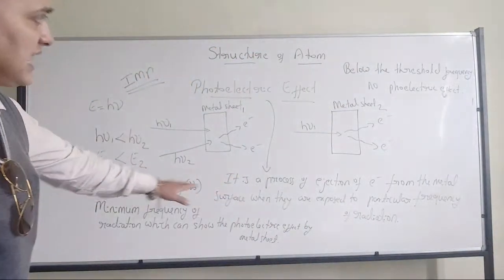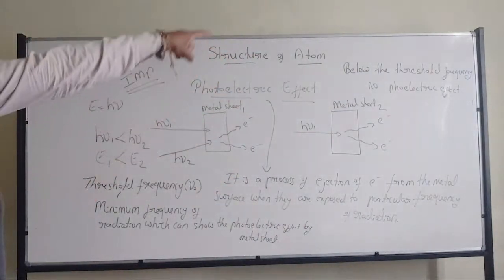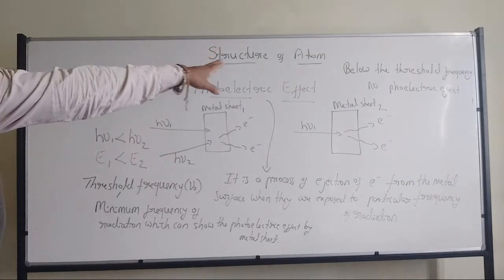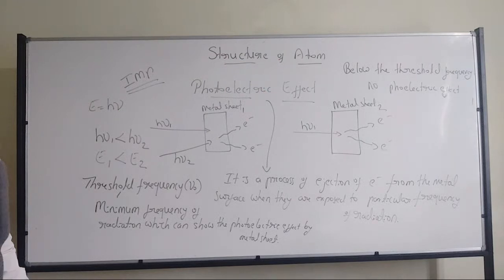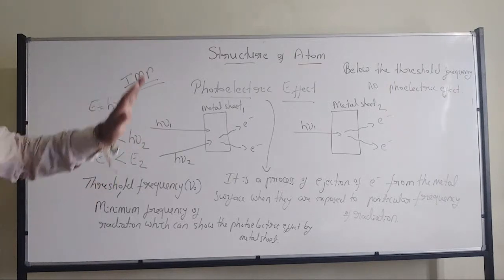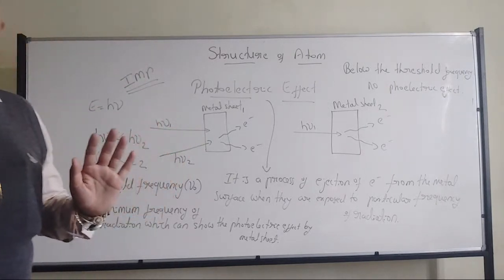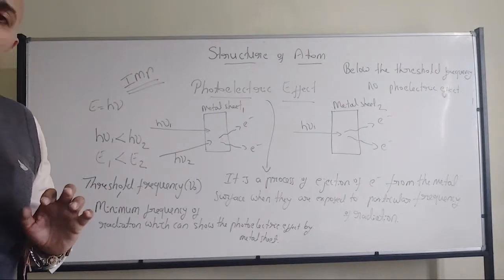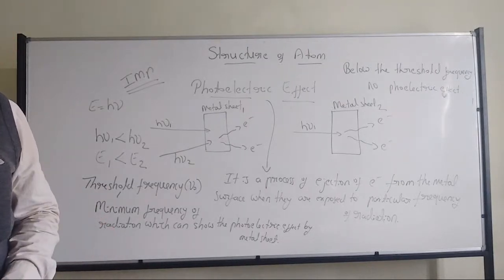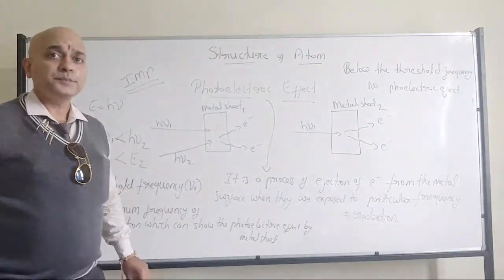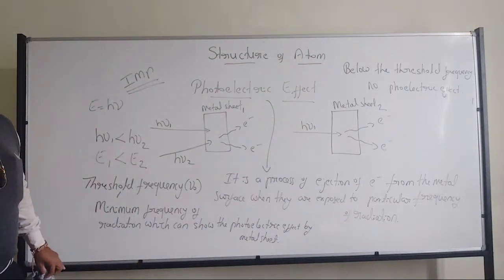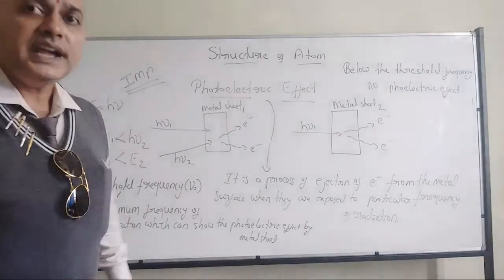So please, since lack of space, I am really sorry, I have written that side. So below the threshold frequency, no photoelectric effect can be observed. But at threshold frequency and above threshold frequency, we can observe the photoelectric effect. All of you have understood? Any doubts in this? Whether I am clear? So any doubts?